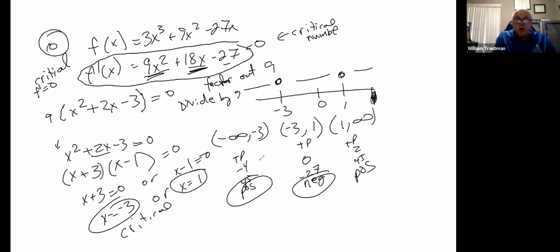So from negative infinity to negative 3, I get a positive first derivative. Positive first derivative means it's an increasing function. A negative first derivative means it's decreasing at this point. And then a positive first derivative, it's increasing at this point.